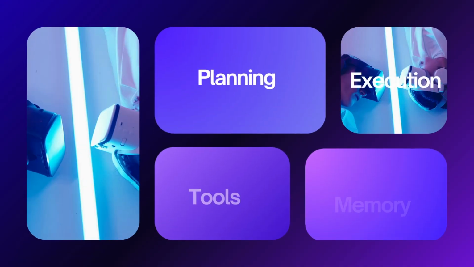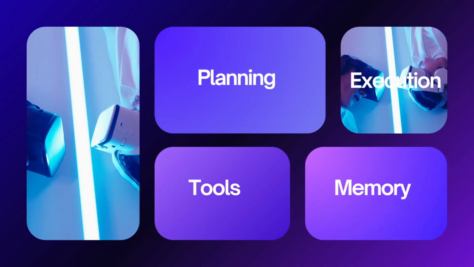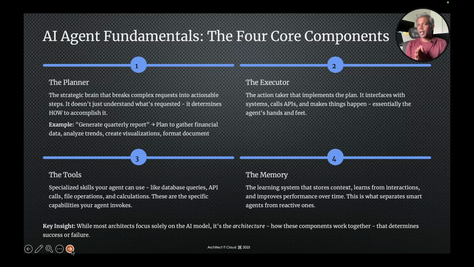When it comes to building AI agent architecture, these are the four fundamental or core components that you must keep in mind. The first one is the planner. What exactly does the planner mean? This planner component contains all the details about the purpose of your AI agent and how you are going to plan to execute a particular task to achieve a business goal.